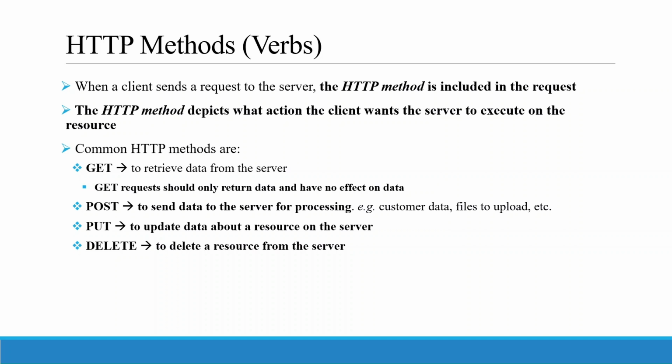Next, we have PUT methods that are used to update data about a resource on the server. So basically, they are telling the server we want to update information about an existing resource. And DELETE, which of course is used to delete a resource from the server. For instance, we want to delete a student entry.